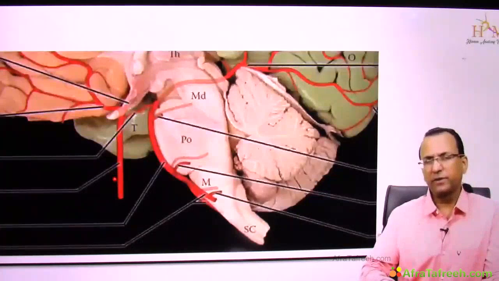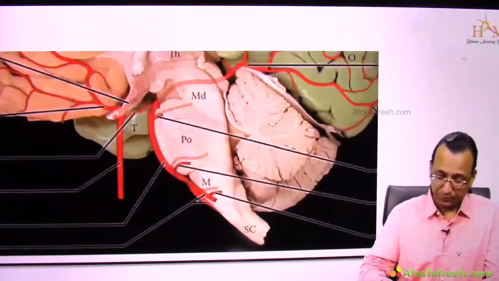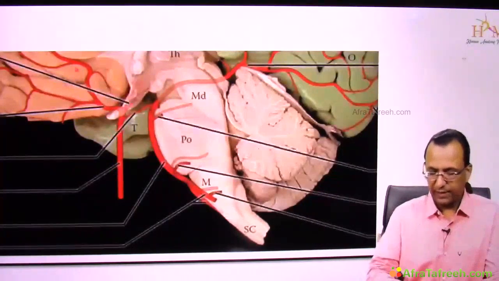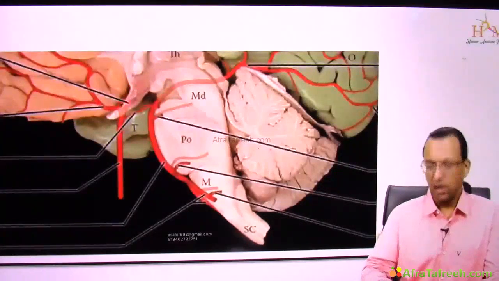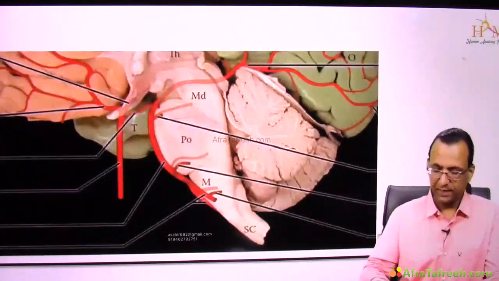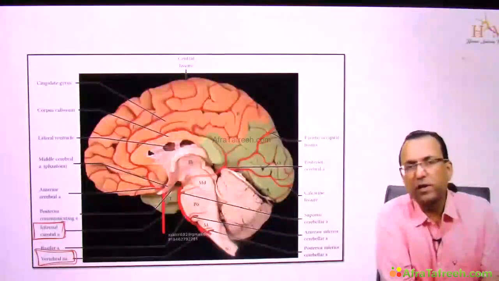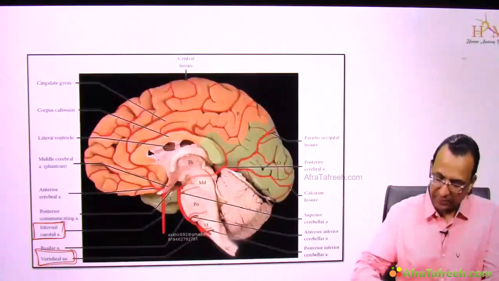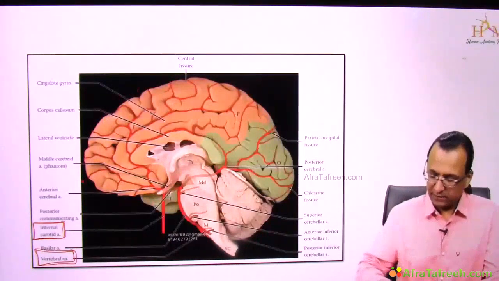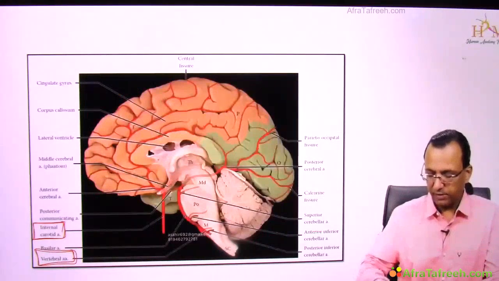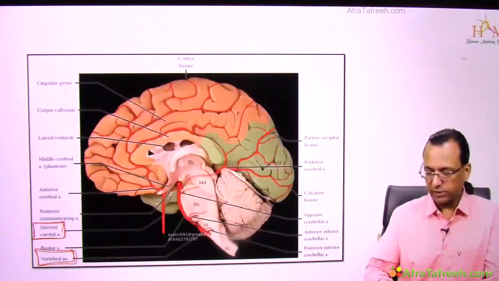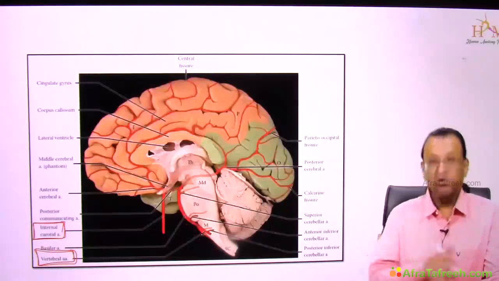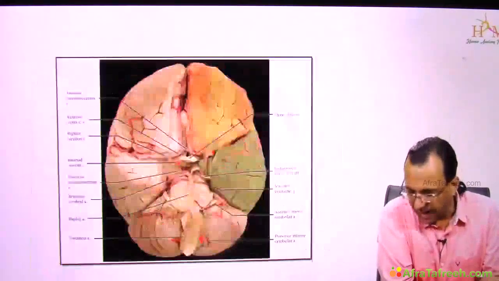The internal carotid artery will give some branches also, like the anterior cerebral artery and middle cerebral artery. Then who is giving the posterior cerebral? That is by the basilar artery. These diagrams we'll see later also, but remember there will be one anterior cerebral artery which is a branch of the internal carotid artery, then a middle cerebral artery, also a branch of the internal carotid artery, but the posterior cerebral artery is a branch of the basilar artery, which is a branch of the vertebral artery.